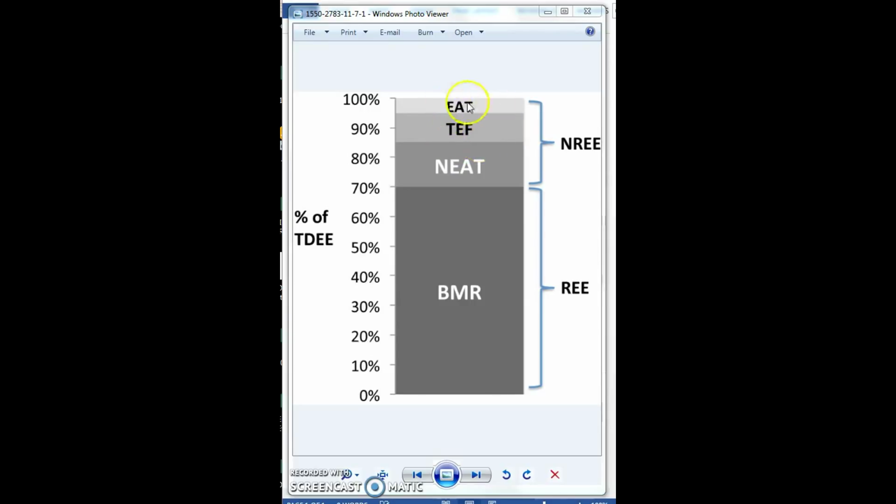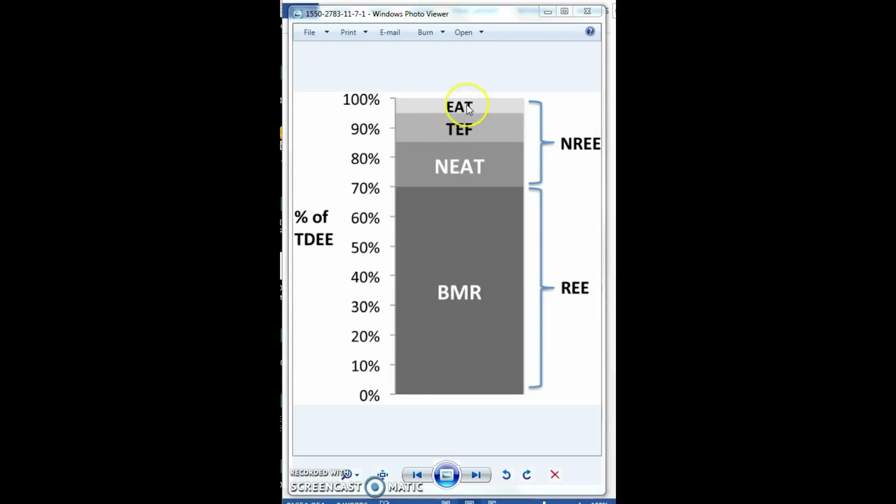All right, the last part, EAT, stands for exercise-associated thermogenesis. I want you to notice something big here. NEAT is about 15%, thermic effect of food is about 10%, and then exercise thermogenesis is only 5%.